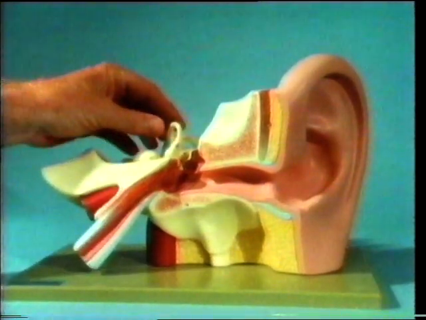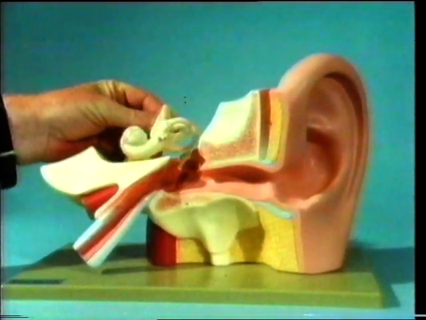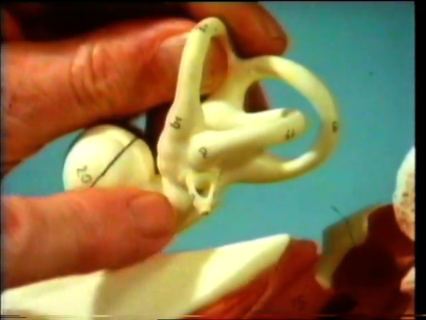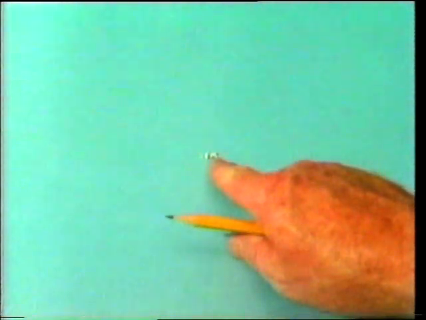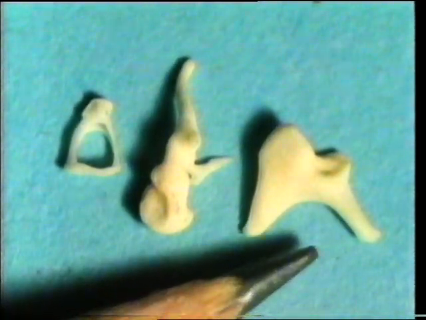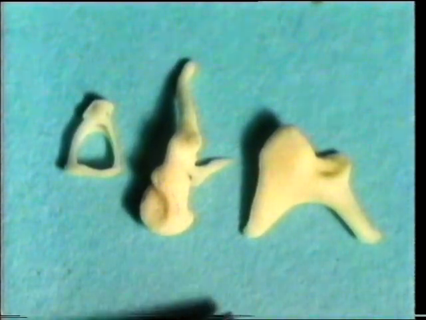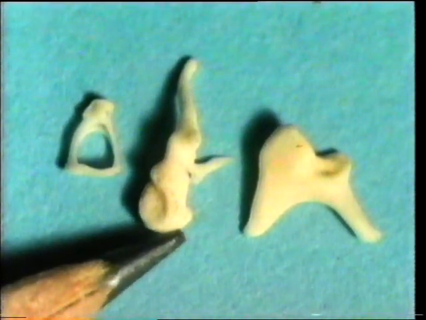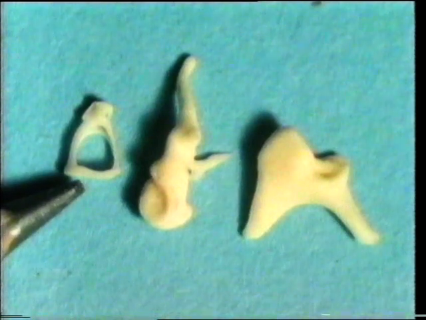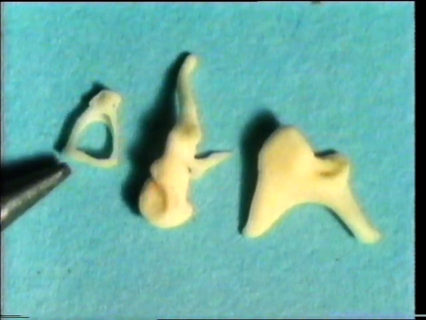Now let's look at the third ossicle, the third of those little bones. Like the others, it's in the middle ear. This is it here. It's called the stirrup. And here are the real ossicles. See how very tiny they are. When the eardrum vibrates, the vibrations are passed on from one bone to another. The stirrup's on the left. It passes those vibrations on to the inner ear.